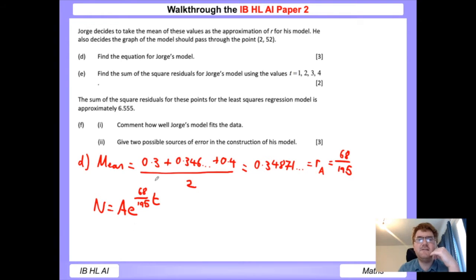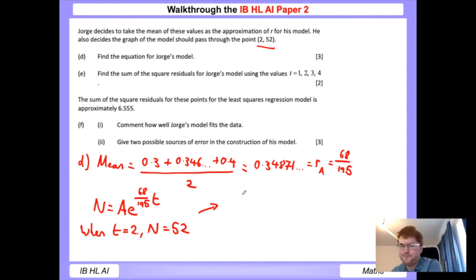Okay, and we want to find an equation. We still don't know what A is, but now we can actually use the value that Jorge wants to use. So when t is equal to 2, n is equal to 52. So we're going to substitute it into this model. So this gives us 52 is equal to Ae to the power of 68 over 195 multiplied by 2, like so.